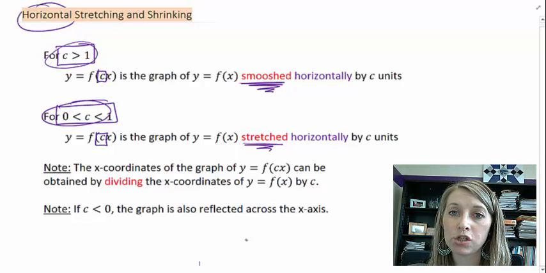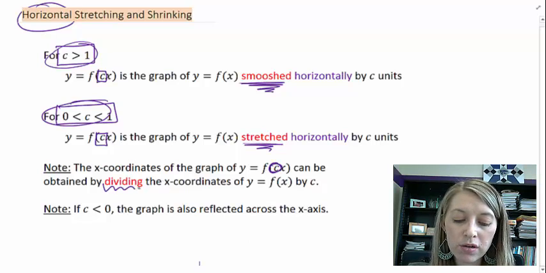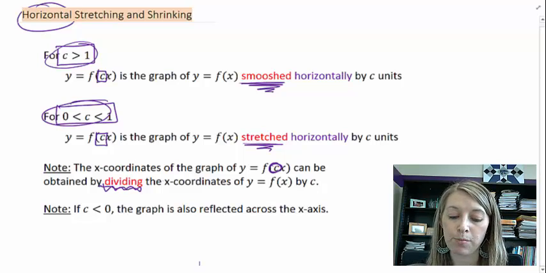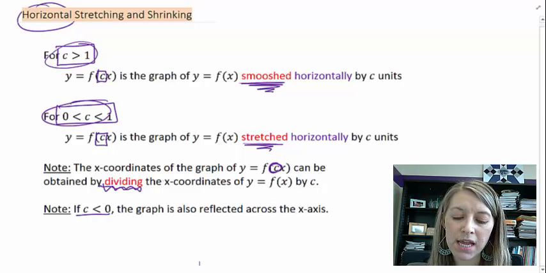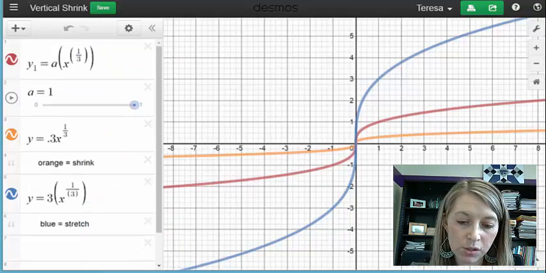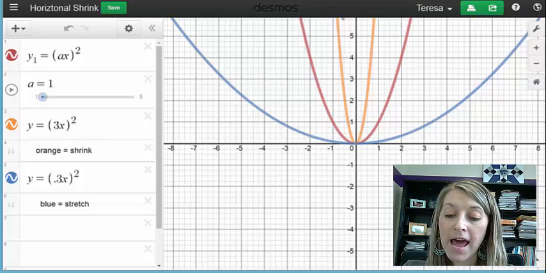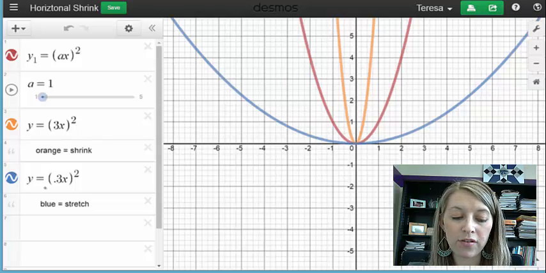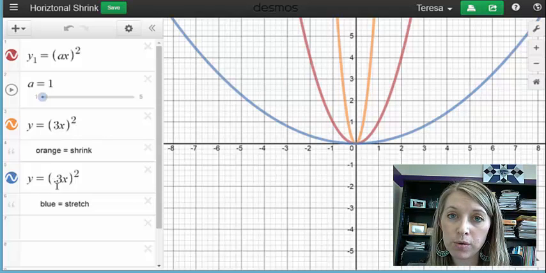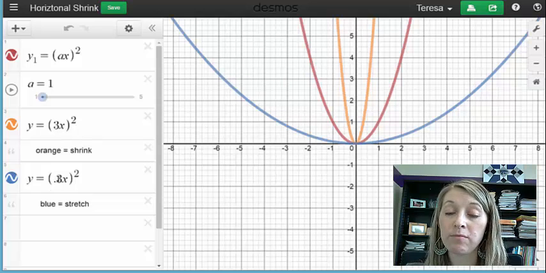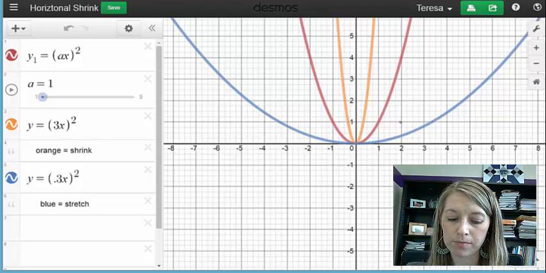So when we actually have to transform these graphs, instead of multiplying it like we would assume, we're actually going to divide those x coordinates by that value. And same thing, if C is negative, we're going to reflect it. So let's see the image of this one. Okay. Notice here, when I had a large number on the inside, that actually gave me my smushed graph. When I had my fraction between 0 and 1 on the inside, that gave me my stretched out graph. So we can see that this one is happening backwards.